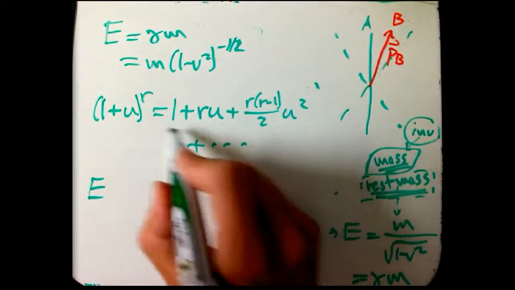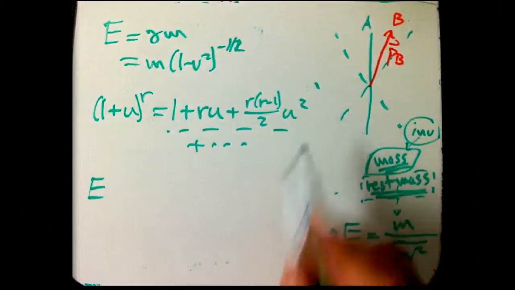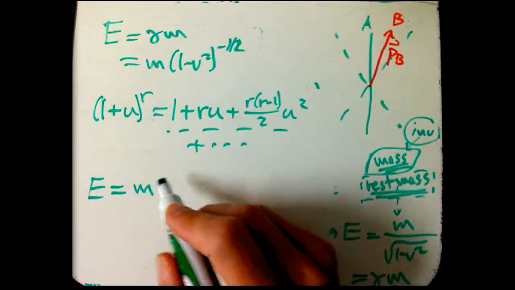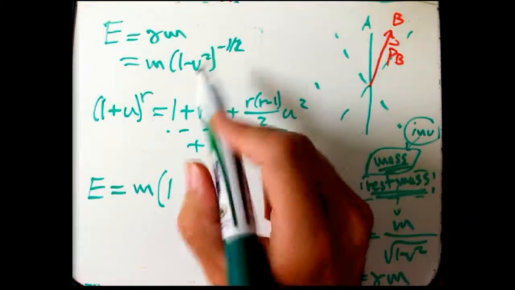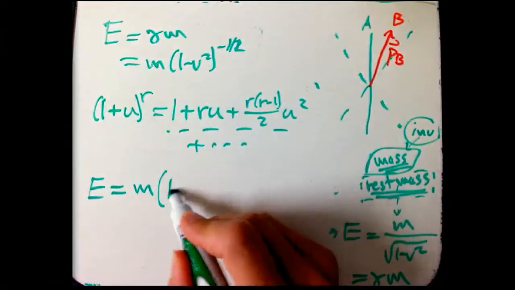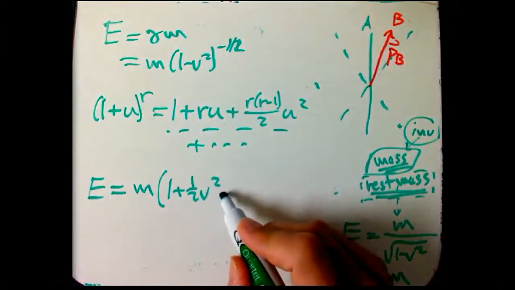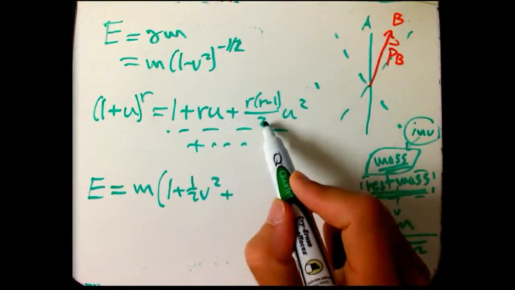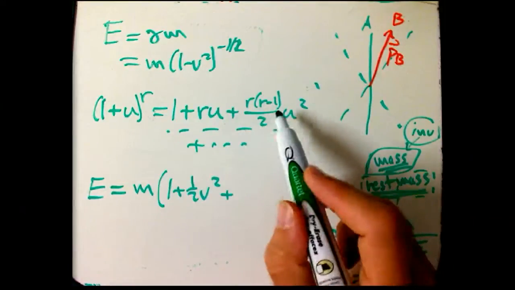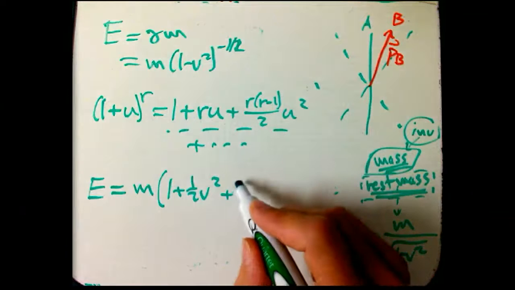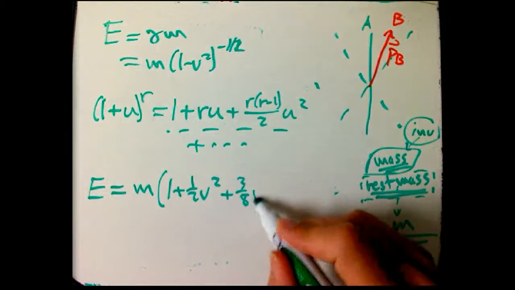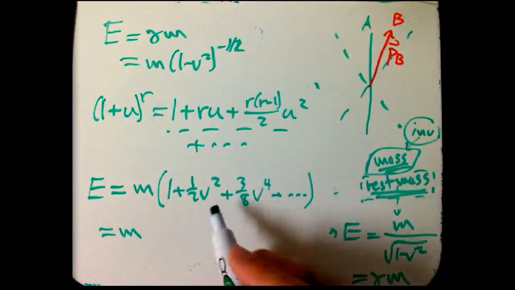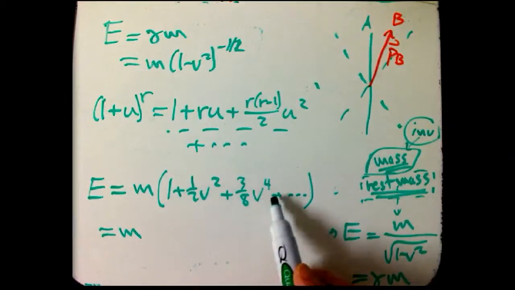So E, and I'm just going to look at the first few and get the approximation. So E is going to be m times, okay, 1, and then a minus 1/2 times a minus v squared. So I get a plus 1/2 v squared. And then plus, this is minus 1/2 times minus 3/2 over 2. So it's going to be a plus 3/8, and then a minus v squared quantity squared. So you get 3/8 v to the 4th plus... Okay? And so here's an expression, and this is not going to be useful when v is a large number, but it is useful when v is small.